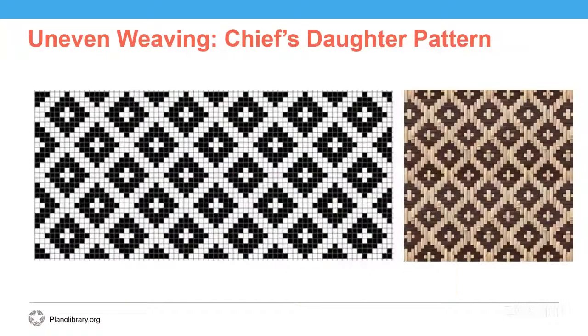So this specific pattern is a Cherokee pattern called the Chief's Daughter. And you can see in the pattern that the number of under overs varies. So we have here three under, one over, three under, five over, three under, one over, three under, five under. But that's going to be different from this next round, which is just three under, three over, three under, three over, and so on. So uneven weaving can create patterns like this as long as you are intentional about each line.